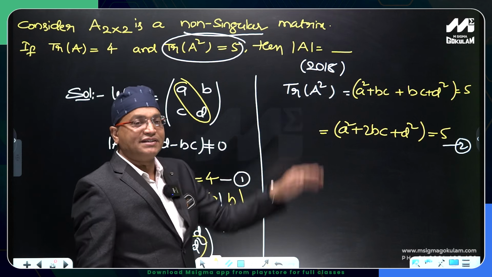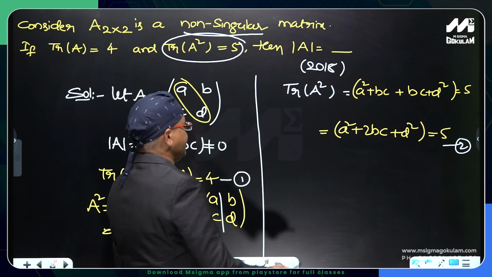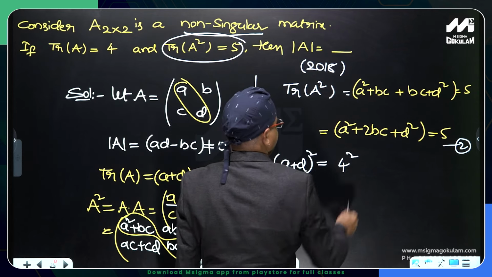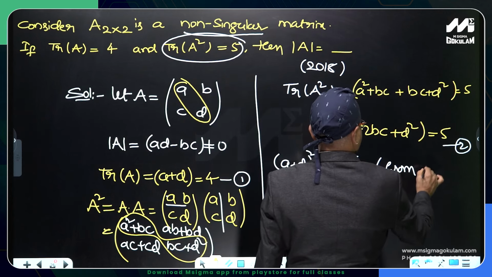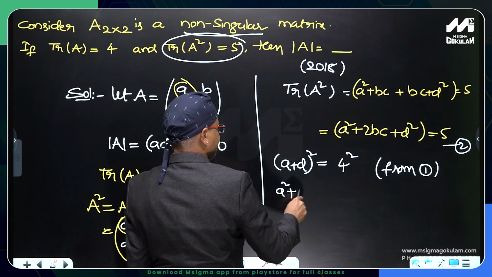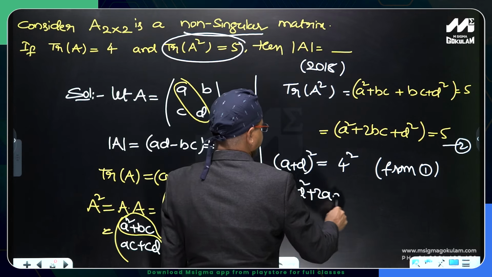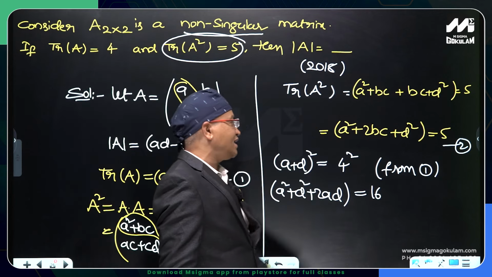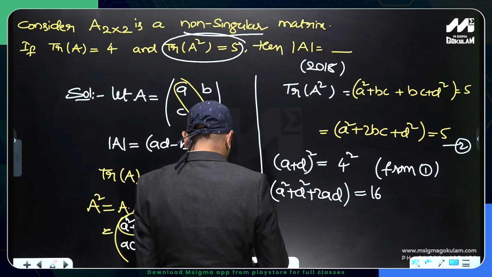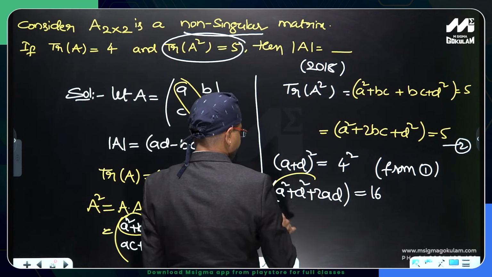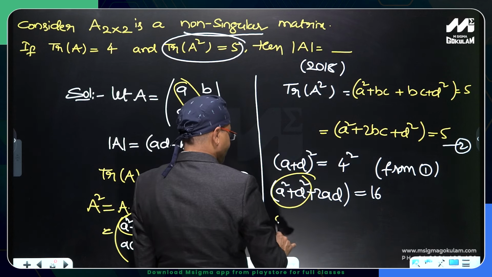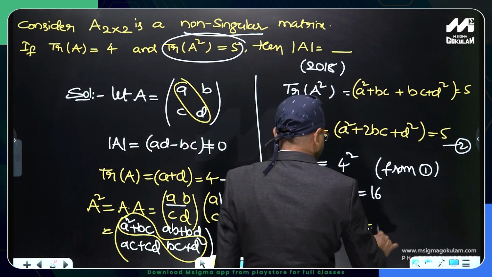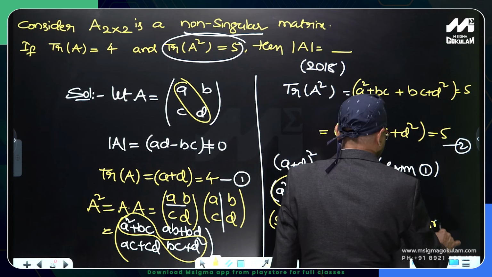Here A plus D, there A square plus D square. So let me square equation 1 on both sides. A plus D whole square equals 4 square. So from 1, that means A square plus D square plus 2AD value 16. Now A square plus D square can be replaced by 5 minus 2BC. So this part I am going to replace by using 2. It is 5 minus 2BC plus 2AD equals 16. Utilizing equation 2 here.